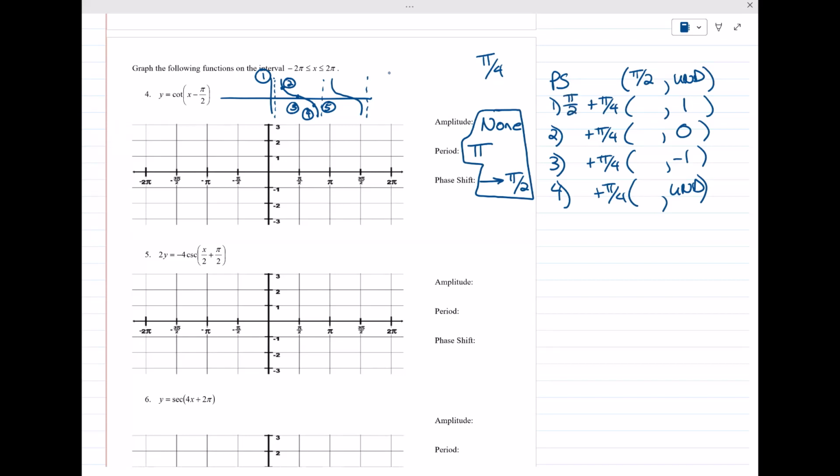And pi over 2 plus pi over 4 is 3 pi over 4. 3 pi over 4 plus pi over 4 is just pi. Pi plus pi over 4 is 5 pi over 4. And then 5 pi over 4 plus pi over 4 is 6 pi over 4.